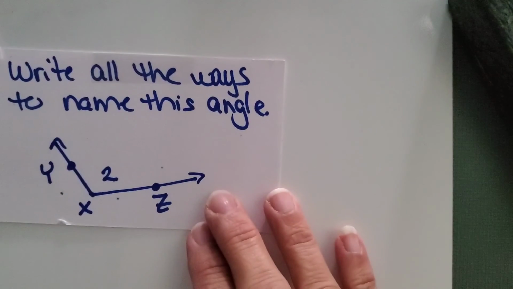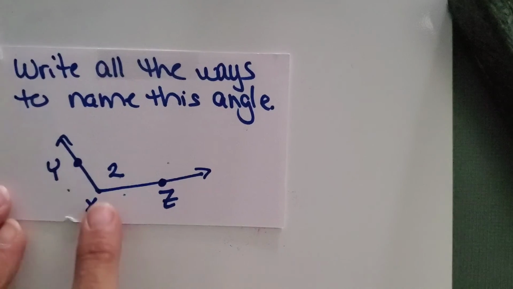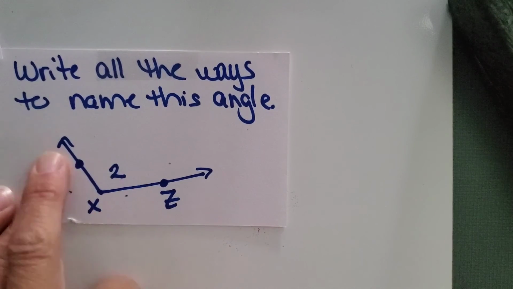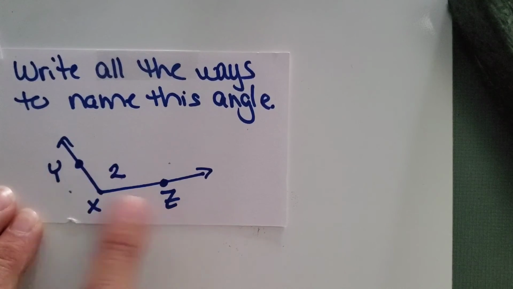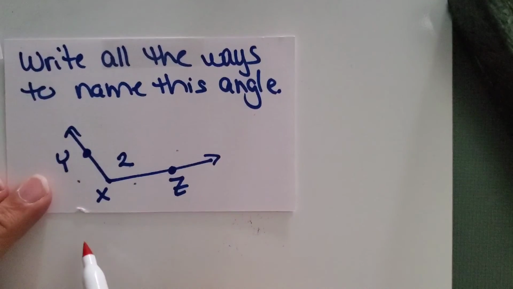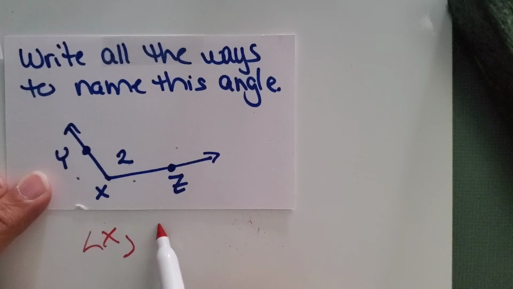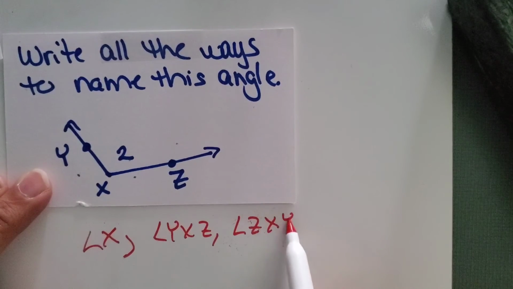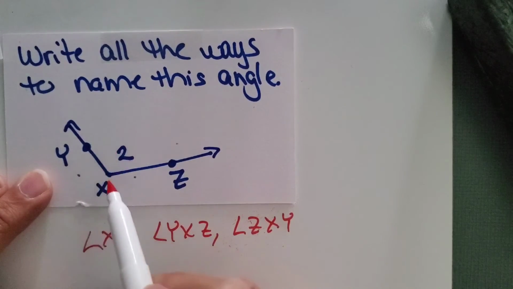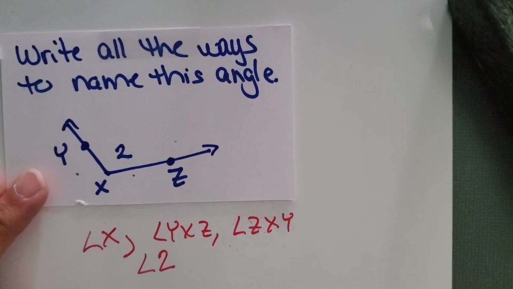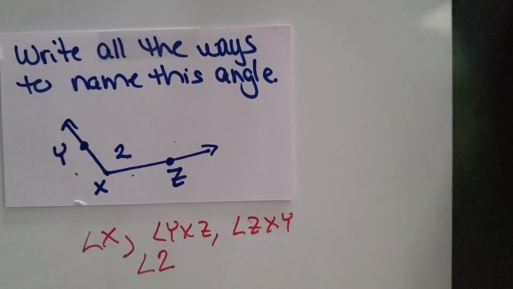All right, so let's do a few more. So write all the ways to name this angle. Notice that we have one angle, so we can name it by its vertex. We can name it by these 3 points, one on each side, so we can say angle X, or we can say angle YXZ, or we can say angle ZXY just by switching those around. But then you'll also see a little number inside here. Those numbers are sometimes used to make the process simpler, so we don't have to do the 3 letters every time. And you can also use that to name the angle. So those are all the ways to write that.